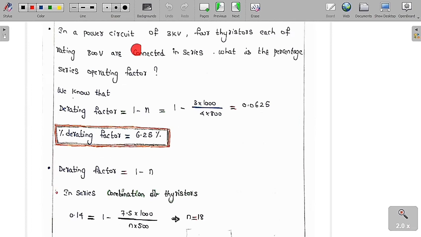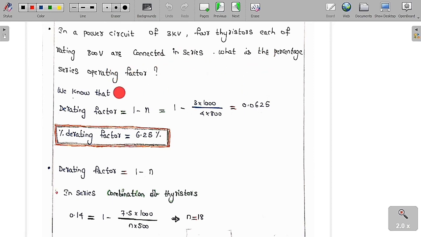In a power circuit of 3 kV, 4 thyristors each of rating 800 volts are connected in series. What is the percentage series operating factor? It is also called the derating factor.